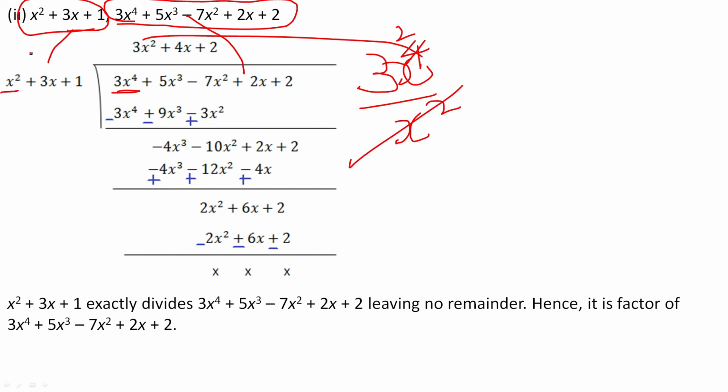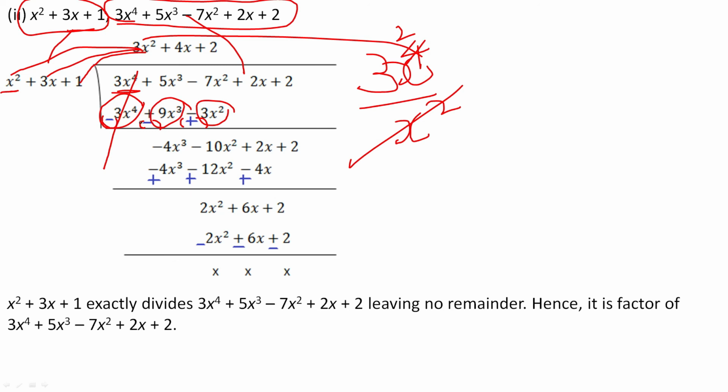After dividing 3x square, multiply with the x square, you will get 3x power 4. 3x square multiplied by 3x, you will get 9x power 3. 3x square multiplied by x, you will get 3x square. Changing the sign, if it is plus, you put the minus sign. Here also change the sign. Minus means you have to put the opposite sign, minus plus. First two terms will get cancelled. Clear?